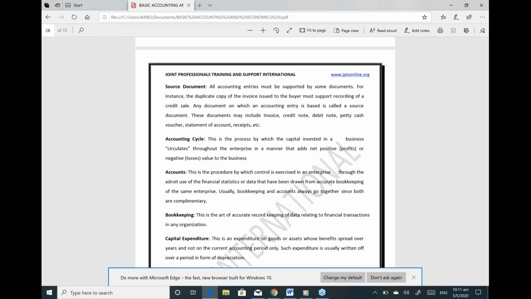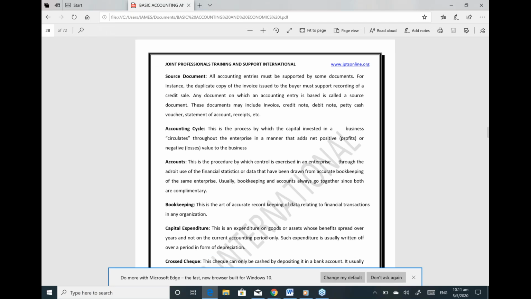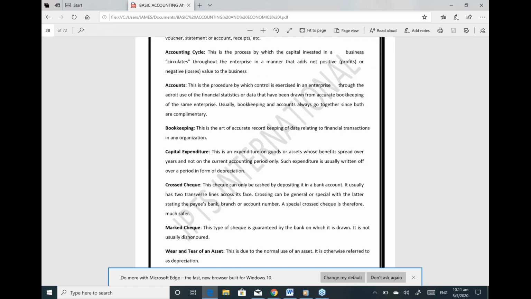These documents may include invoice, credit note. Last week we did this. We talked about all these ones: debit note, petty cash voucher, statement of account, and receipt. Now let's look at the accounting cycle. This is the process by which the capital invested in a business circulates throughout the enterprise in a manner that adds net positive, that's profit, or negative, or loss value to the account.